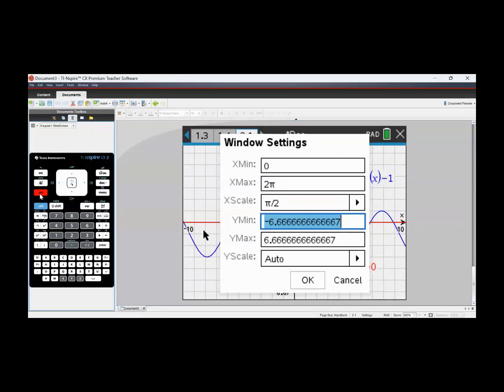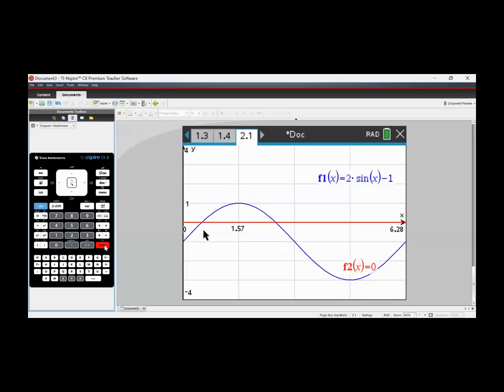That is fine. I think I'm also going to make this -4, tab to 4, tab. You can leave it on auto or change it to 1. That is totally up to you, and hit enter. Now we can see there are only 2 points of intersection.